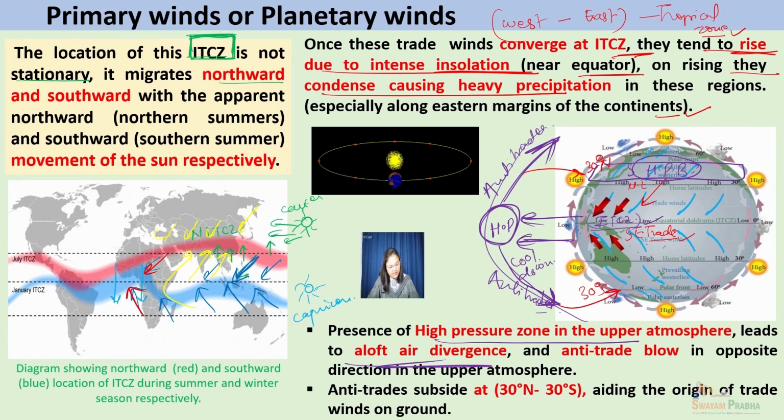So you have subtropical high pressure belts because of descending antitrades from the upper atmosphere, and these descending antitrades lead to the formation of anticyclonic conditions in both the northern and southern hemispheres, leading to divergence of air at the ground surface. So trade winds actually are the surface winds which blow from the subtropical high pressure belt regions towards the equatorial low pressure belt regions in both hemispheres.